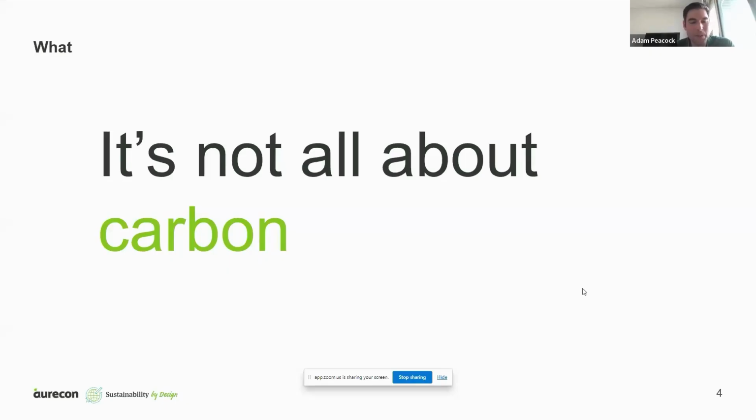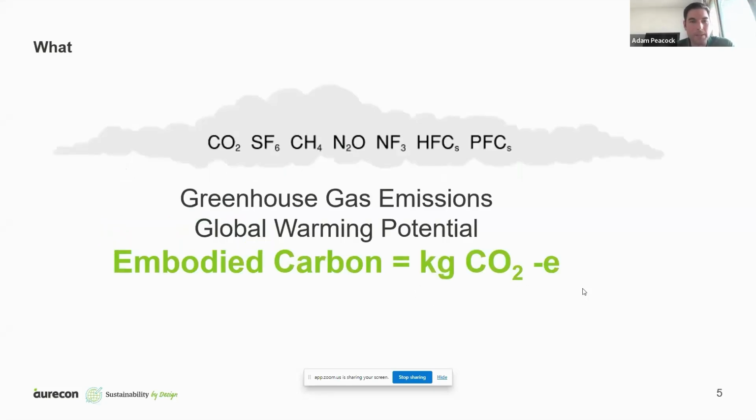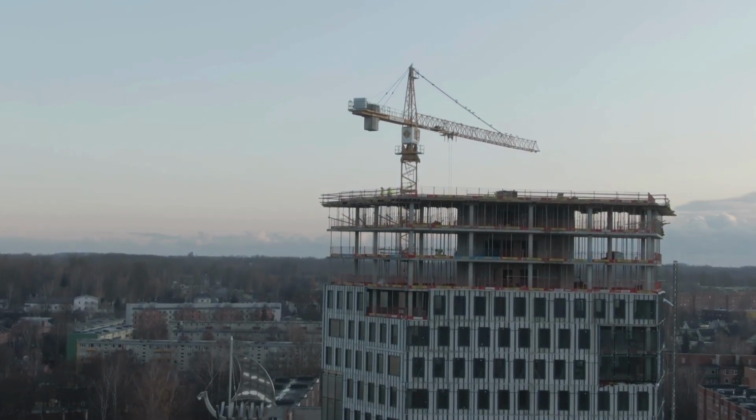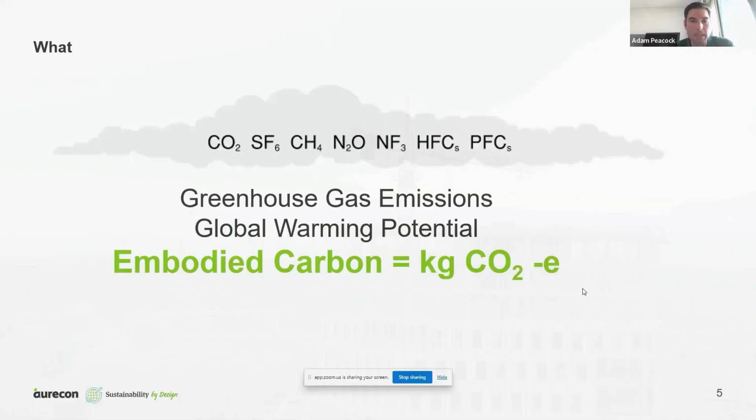Okay. So when we're talking about embodied carbon, it's not all about the carbon, but it sort of is. By that, there's a number of greenhouse gas emissions, and there's various gases here. So there's carbon dioxides and sulfates and nitrates that all contribute to the global warming potential. But to make it simplified, we basically equate all of those other gases to carbon dioxide equivalent. And so embodied carbon is basically a measure of the kilograms of CO2e, where E stands for equivalent.